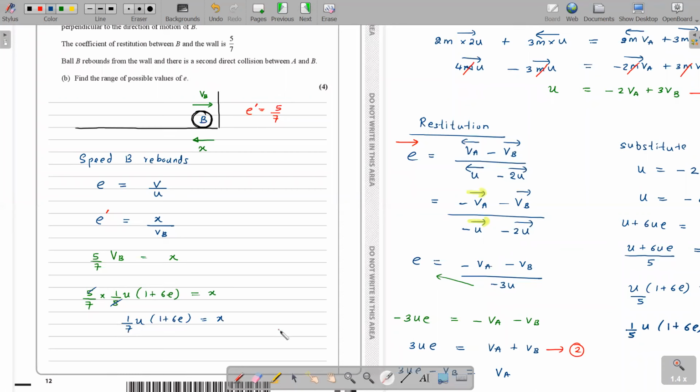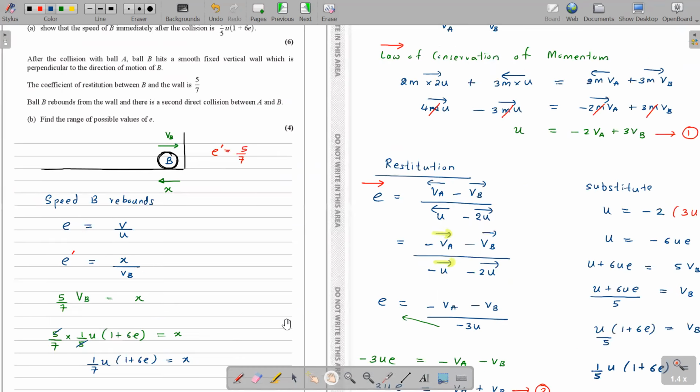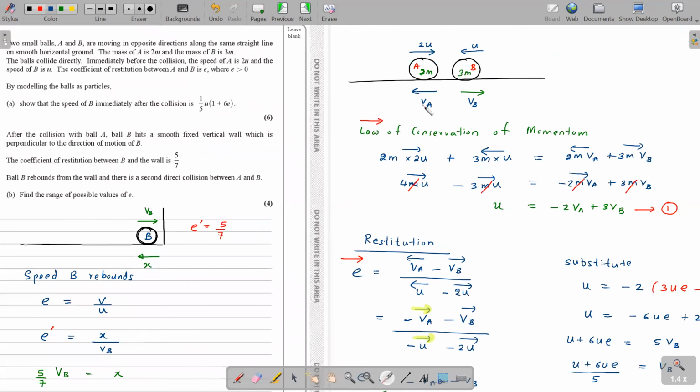Okay, and in here, are we replacing the E value with 5/7? No, this E value was the restitution between A and B, the two particles. So that is not replaced, only the other E value was known for the restitution between the wall and the object. Right. So now they're saying there's another collision. They say there's a second direct collision. So shall we also find the velocity of A? We didn't find this yet, right?